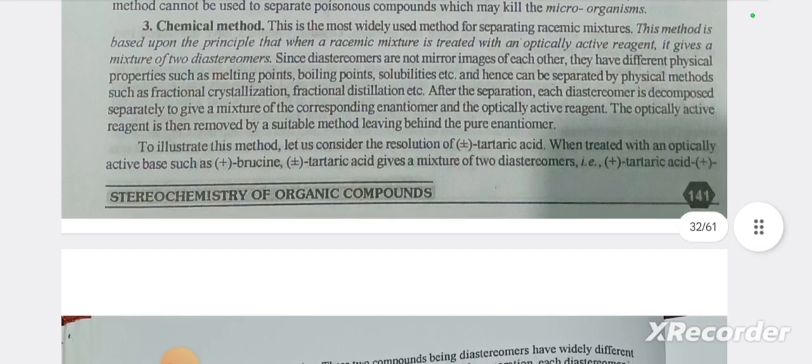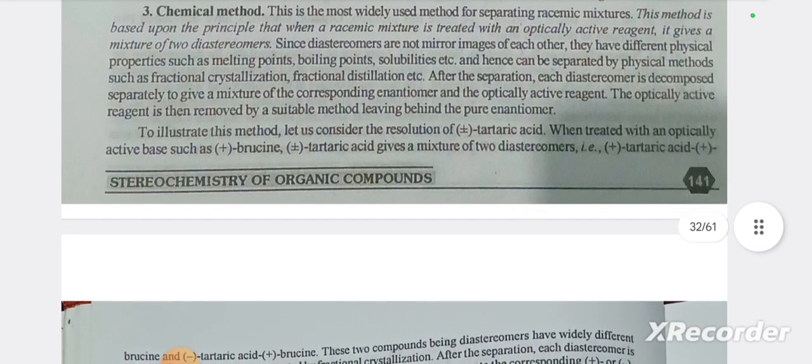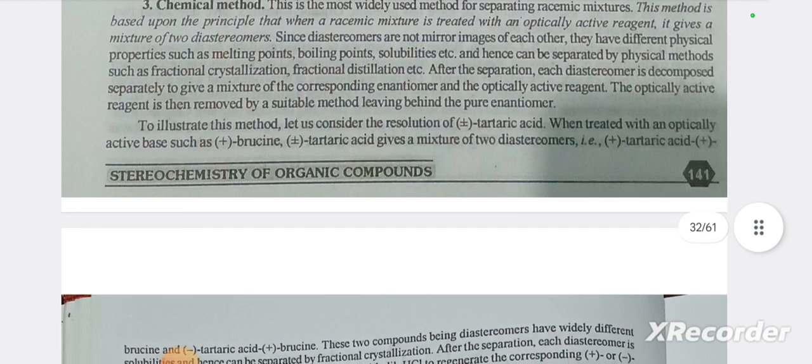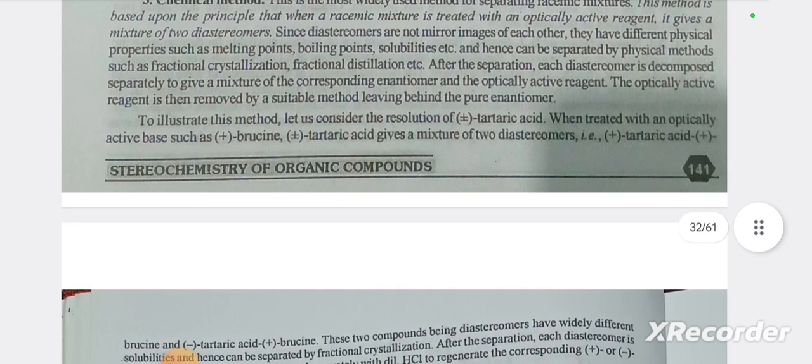Chemical method. This is the most widely used method for separating a racemic mixture. This method is based upon the principle that when a racemic mixture is treated with an optically active reagent, it gives a mixture of two diastereomers. Since diastereomers are not mirror images of each other, they have different physical properties such as melting point, boiling point, solubilities, etc., and hence can be separated by physical methods such as fractional crystallization and fractional distillation.